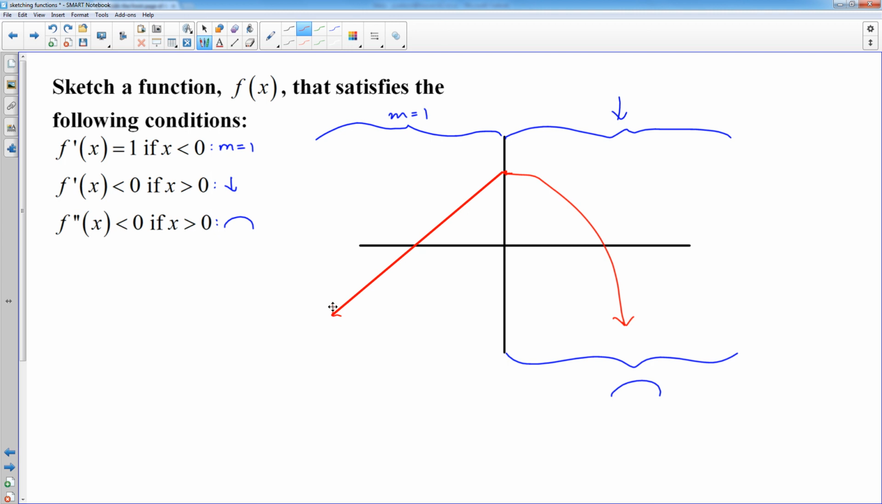So there is using derivative and second derivative information to sketch graphs. Hopefully that makes a little bit of sense to you.